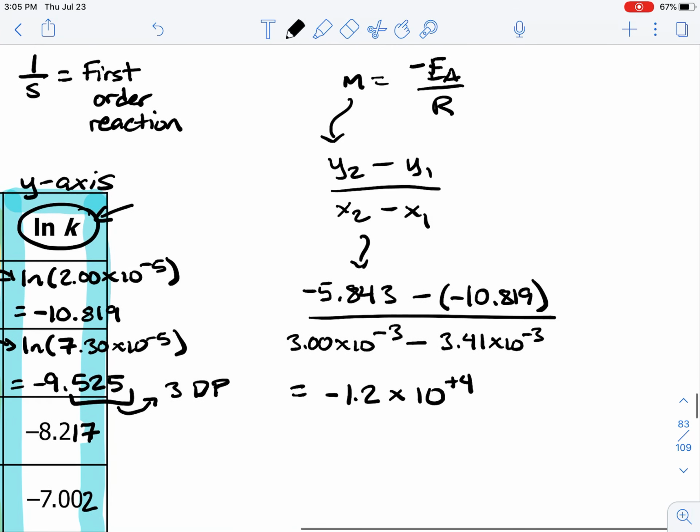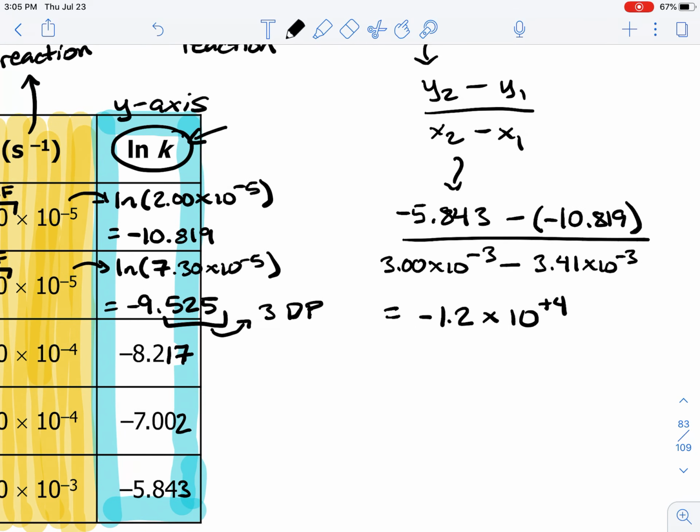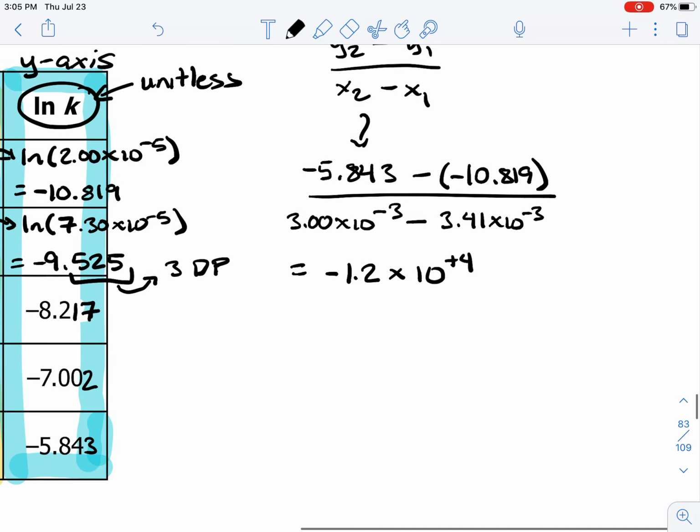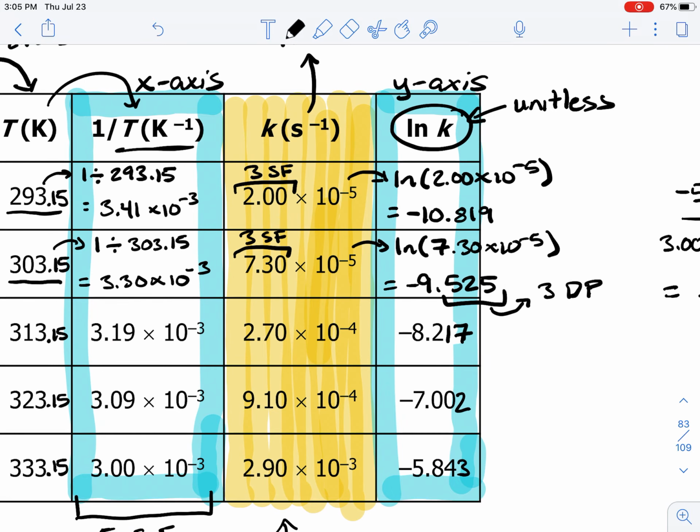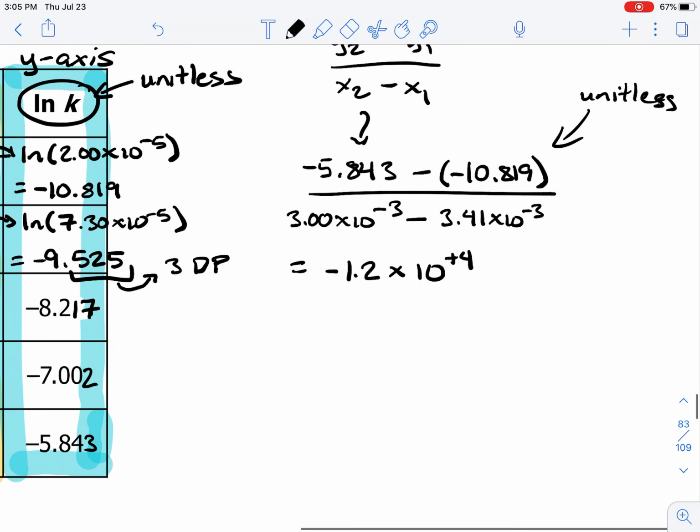Now let's talk about units. Remember that natural log of k is unitless. And so there are really no units that go up here. Okay, so this is unitless. And when you look at the x-axis, it has a unit. It's the reciprocal of Kelvin. So it's 1 per Kelvin. Now, if you're dividing a fraction by another fraction, then the denominator flips up. You can prove this yourself by dividing two fractions. And so my final unit is just going to be Kelvin, not 1 per Kelvin.